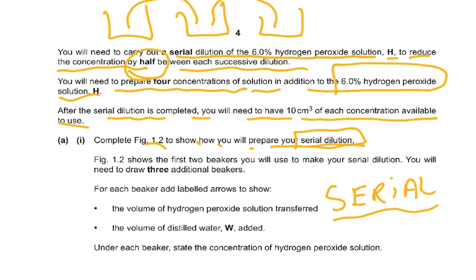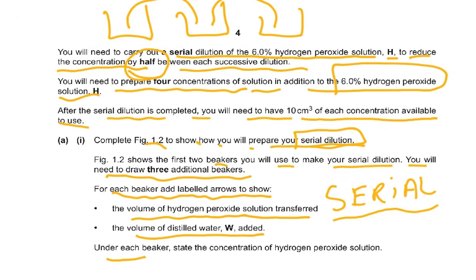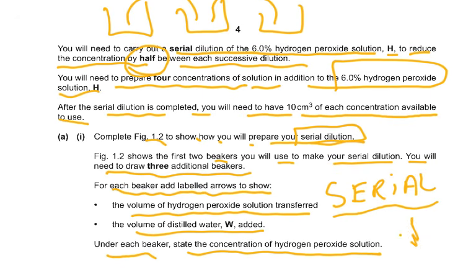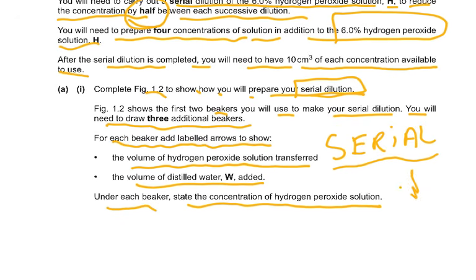Figure 1.2 shows the first 2 beakers you will use to make your serial dilution. You will need to draw 3 additional beakers. For each beaker, add labeled arrows to show the volume of hydrogen peroxide transferred and the volume of distilled water added. Under each beaker, state the concentration of the hydrogen peroxide solution. So this was a very simple serial dilution.